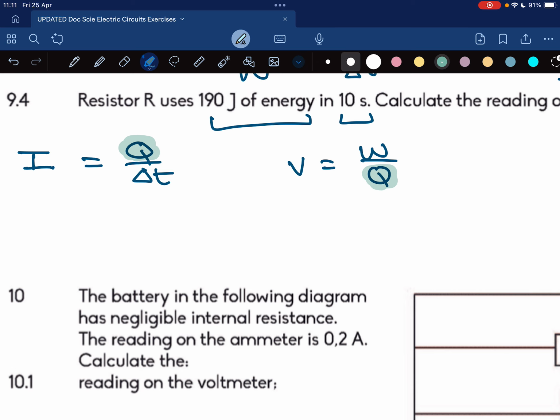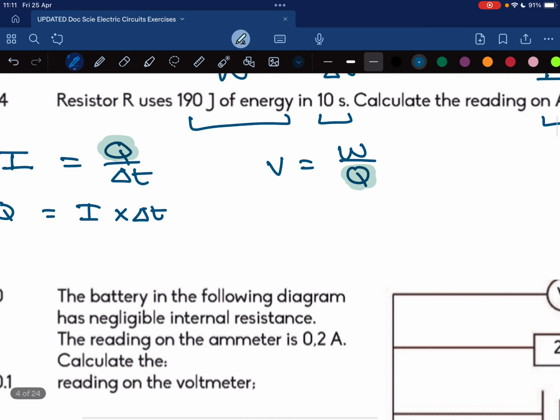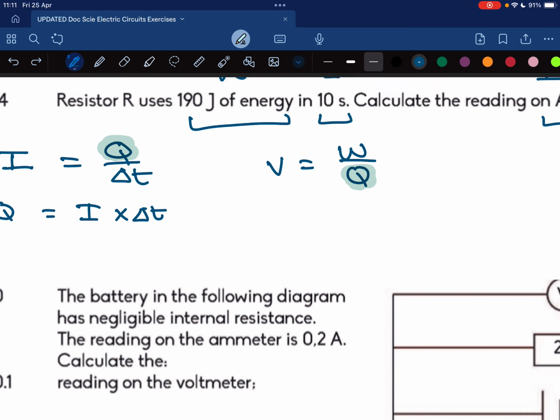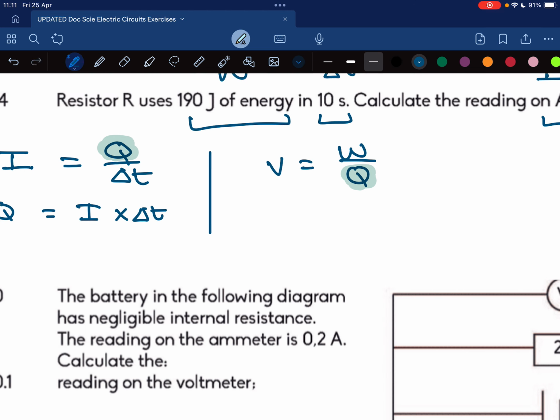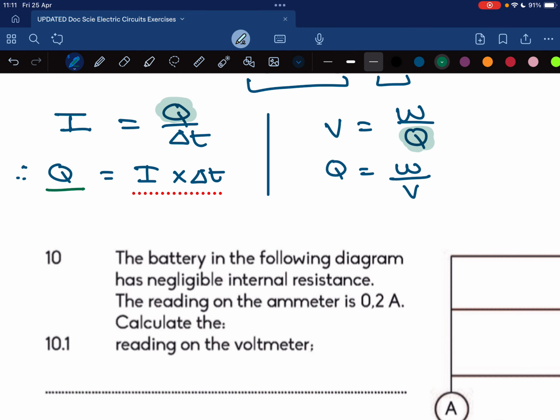So now I should use that to my advantage and say, well, I know that the Q here is equal to I multiplied by delta T, and the Q here is equal to W divided by V. So if these two Q's are equal to each other, then these two will be equal to each other.